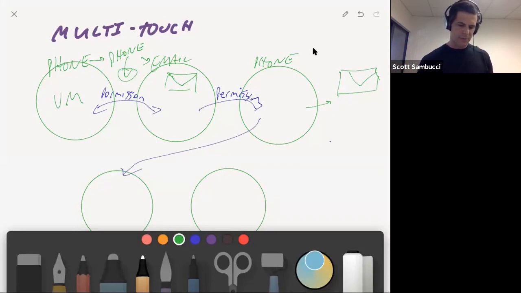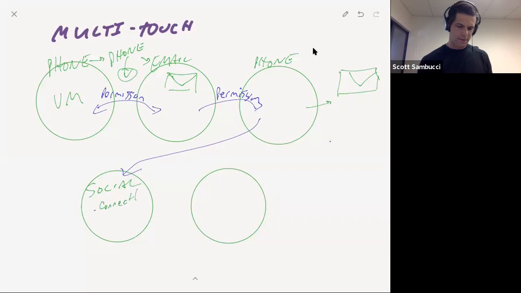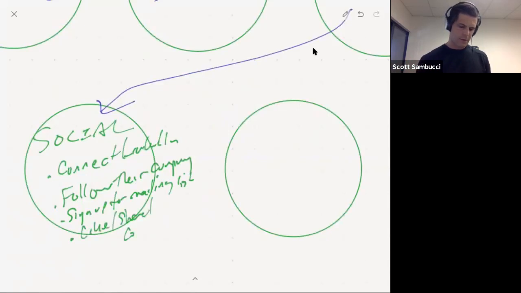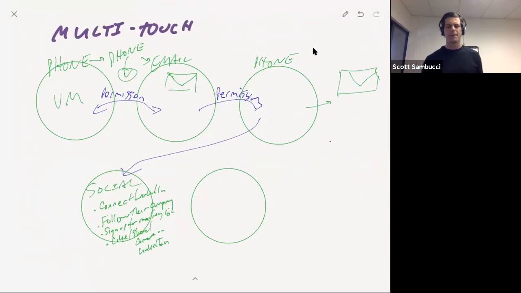And so the next thing we want to do is look at another place to have a touch with people, and that's social, right? So on social, you could connect with them on LinkedIn. You could follow their company on LinkedIn. What else could you do? You could go to their website. You could sign up for their mailing list. Something else you could do, if you see a post that they've done, if you see them on LinkedIn, then you could like or share or comment on a LinkedIn post. So even though you're the one doing all the work, you've now done an effective multi-touch campaign, right?